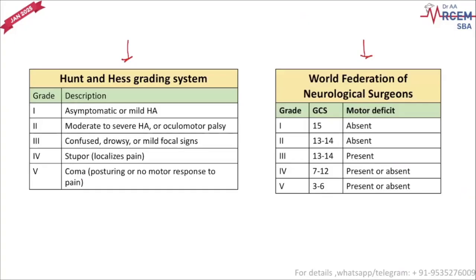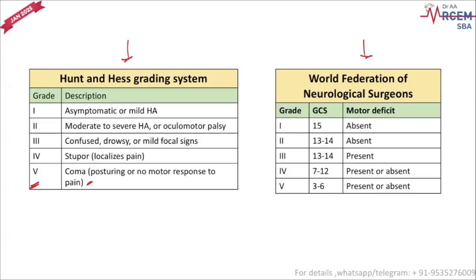Why is this classification important? At presentation, what was the grading? Depending on that, the prognosis is set. For example, at presentation itself, the patient was comatose. The prognosis is very bad. Unlikely the patient will survive. For that particular reason, if you can grade it, it will be very helpful for the intensivist to explain the prognosis and help the relatives or well-wishers understand what to expect from this.